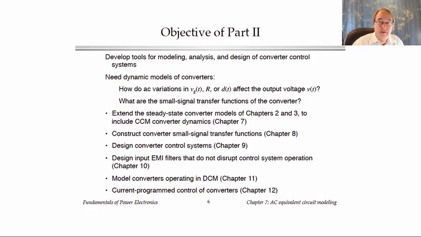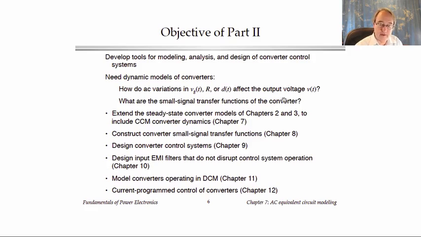The objective here then is to develop the tools that we need for this modeling, analysis, and design of the converter control system. Chapter 7 is about the modeling, Chapter 8 is about analysis of our models, and Chapter 9 continues analysis for the feedback system and then discusses how to design the feedback system using the models from this chapter. Our models of the power converter need to predict how AC variations in things like the input voltage or the load or the duty cycle affect the output voltage under transient and not DC conditions.